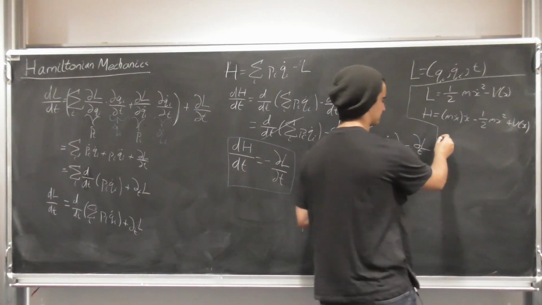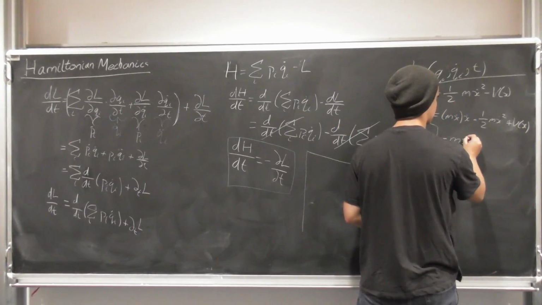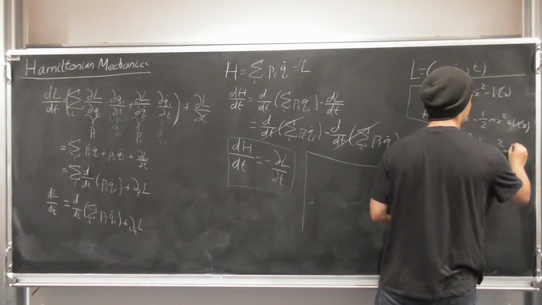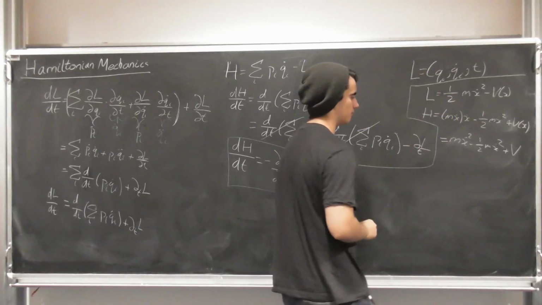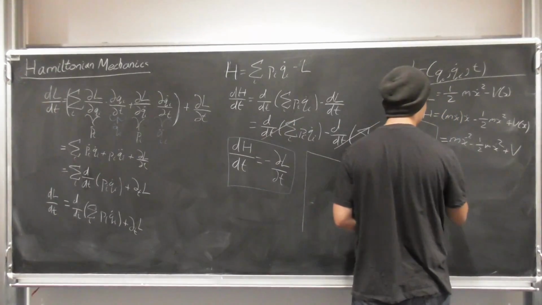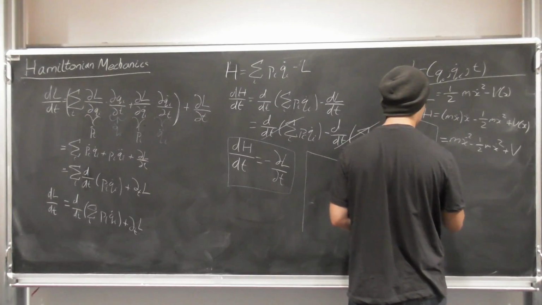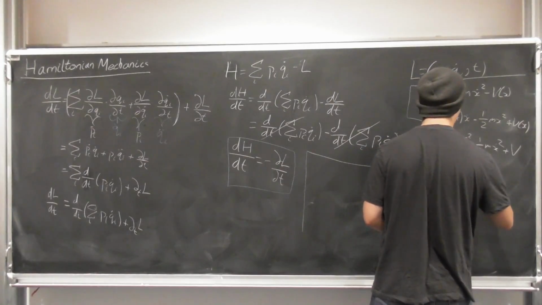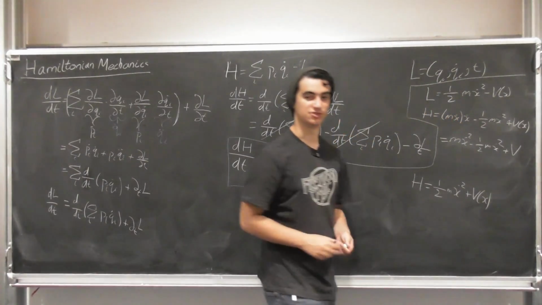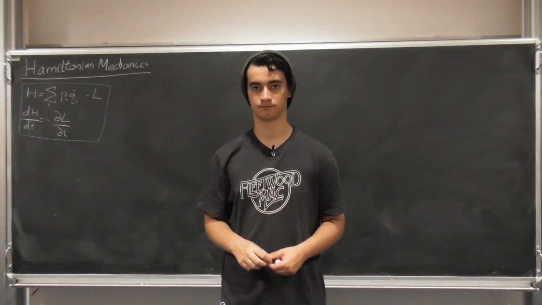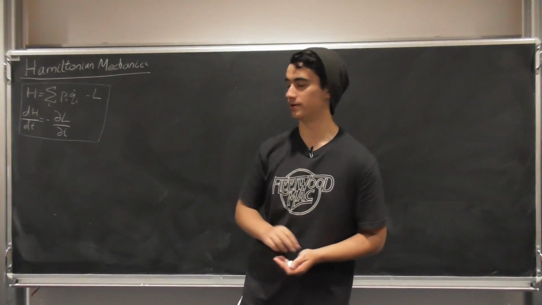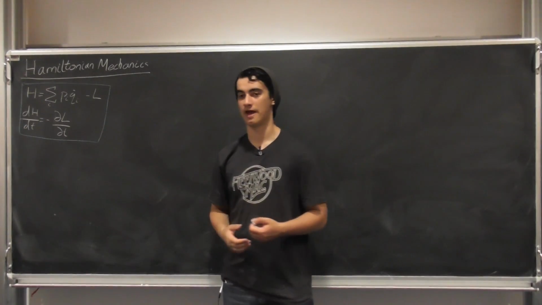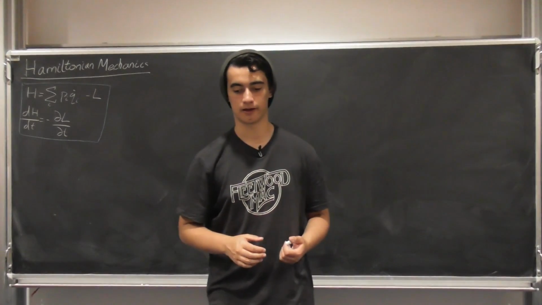All right, and then expanding this out, we'll get m x dot squared minus a half m x dot squared plus some V. 1 minus a half is just one half, so we'll have that. Therefore, the Hamiltonian is 1/2 m x dot squared plus V of x, which is our total energy. Okay, so now that we have our two equations here, our definition of the Hamiltonian and our connection between the Hamiltonian and Lagrangian derivatives, we can have a look at another example.